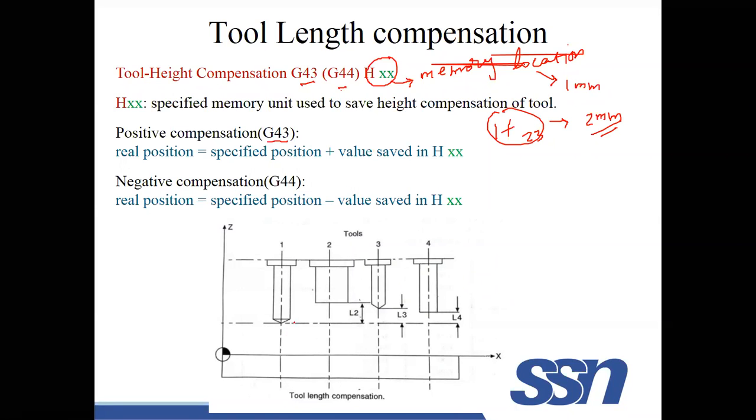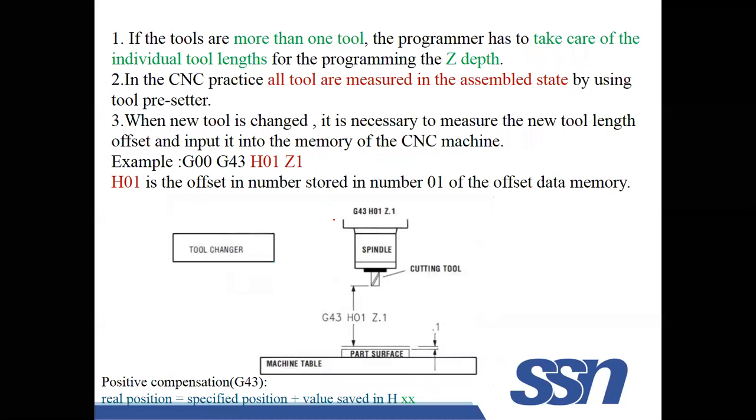So these are all the various tools. From the reference, the length is different, so this is required. If you are invoking G43 positive compensation, the real position will be the specified position plus the value saved in this. For negative compensation, the value stored will be subtracted, that is, minus the value.